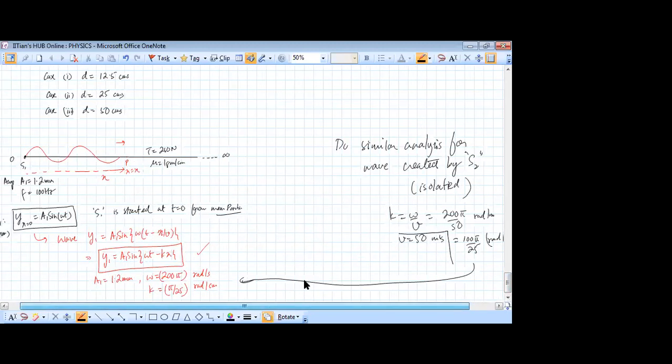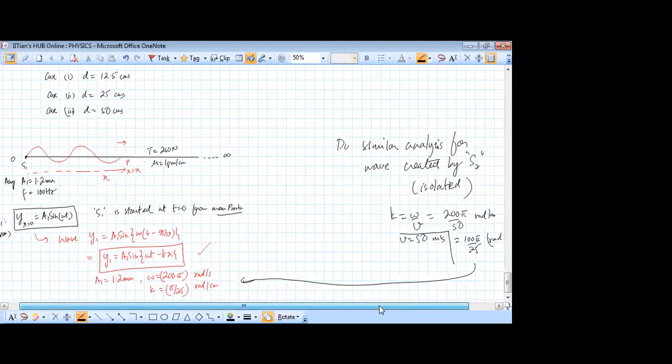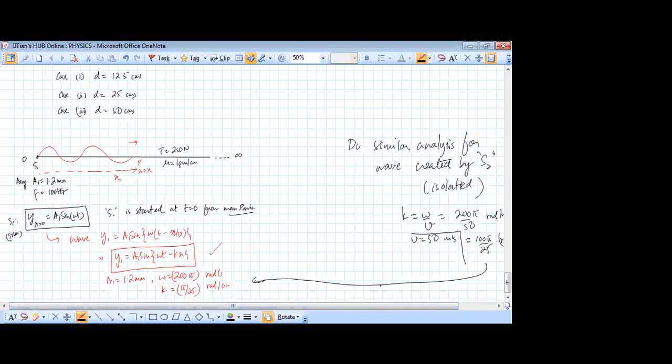Again, all those fundamentals become important. Frequency is the property of the source. Wave speed is the property of the medium; it depends on tension or mu. And therefore lambda is affected by both the frequency of the source as well as the properties of the medium, T and mu.